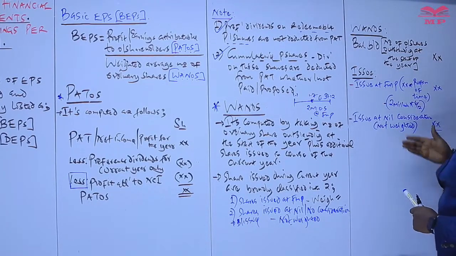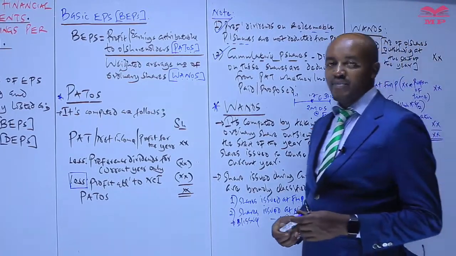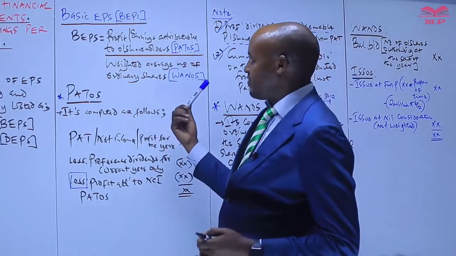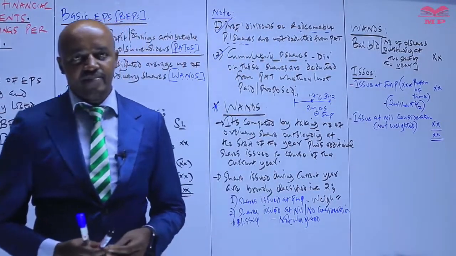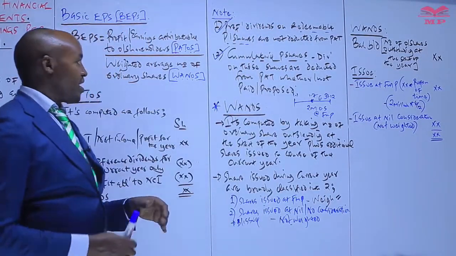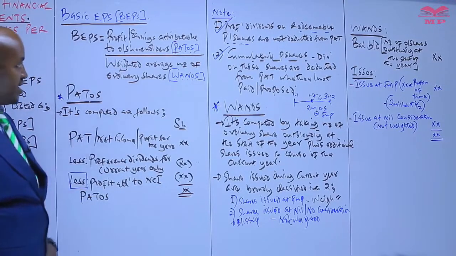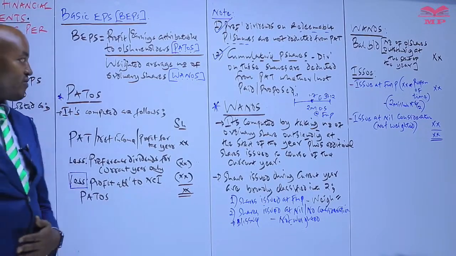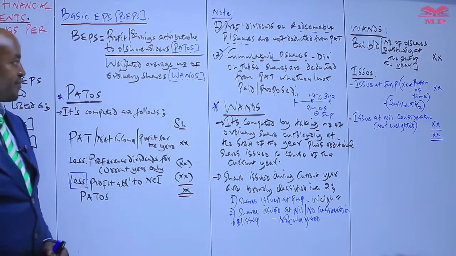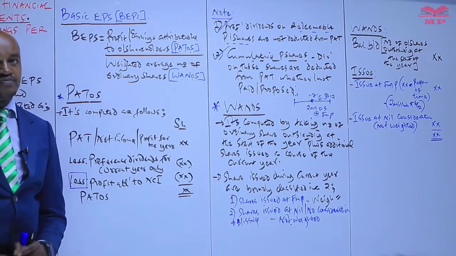So basically by doing that, we get something called the weighted average number of ordinary shares. Therefore, in computing the basic earnings per share, we compute the PATOS, profits attributable to ordinary shareholders, and then we divide that with what? With the weighted average number of ordinary shares.